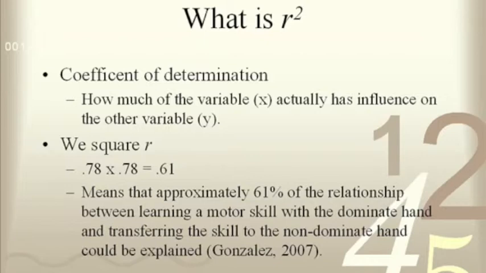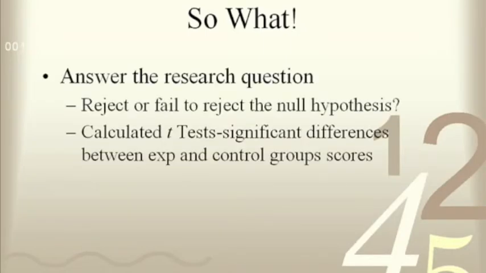So what? We did this study, we ran all these numbers. So what? We got to answer the research question. Do we reject or do we fail to reject the null hypothesis? Just so you know, we calculated a t-test. We found significant differences between the experimental and control group scores. And what's going to come next is actually from the research project. Okay, so this is the so what.